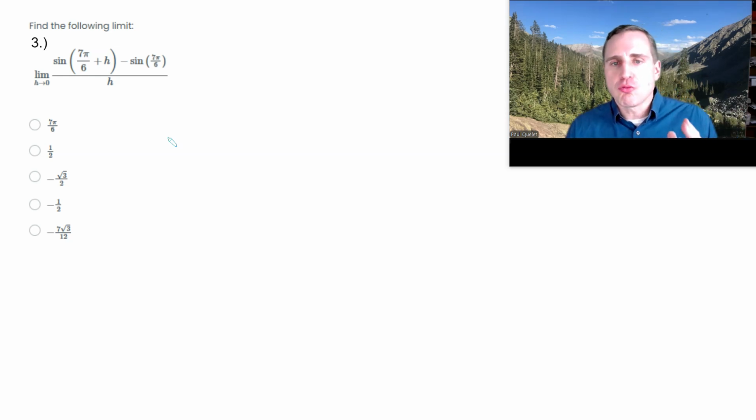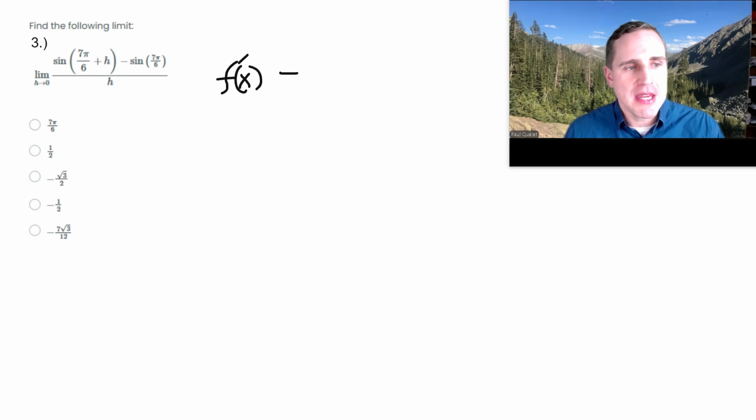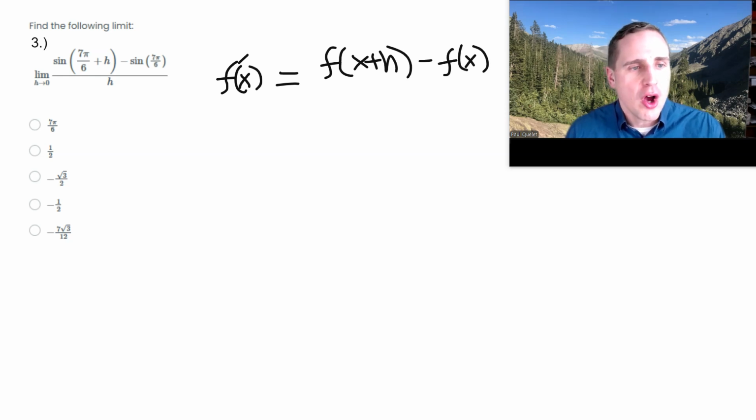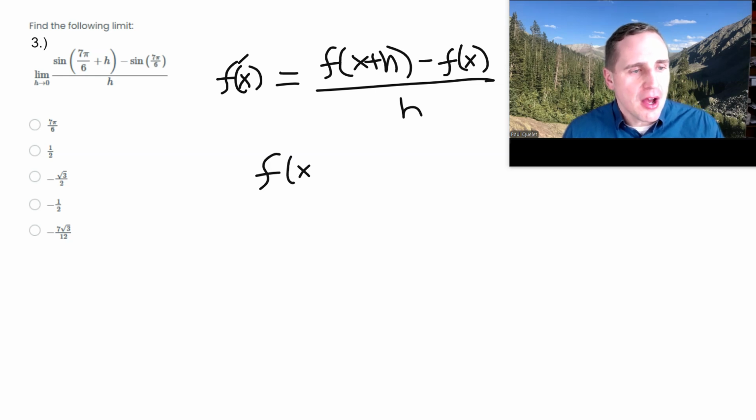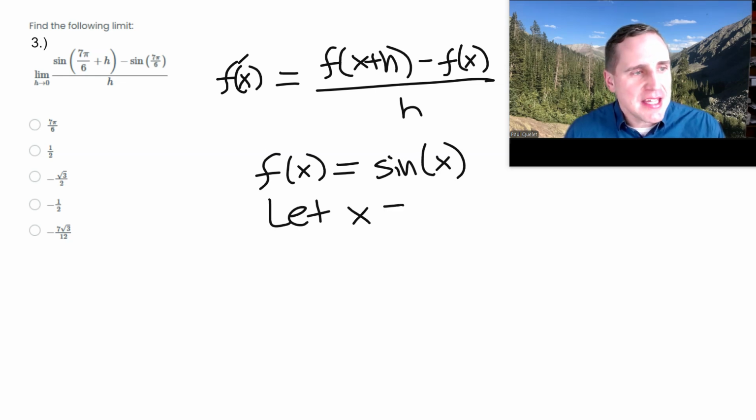Well, hopefully many of you recognize this formula. This is exactly the definition of a derivative. So if you recall, the definition of a derivative is f prime of x. Prime means the derivative. And it's going to be f of x plus h minus f of x over h. But in this case, f of x is going to be the sine of x, and we're just letting x equal 7 pi over 6.